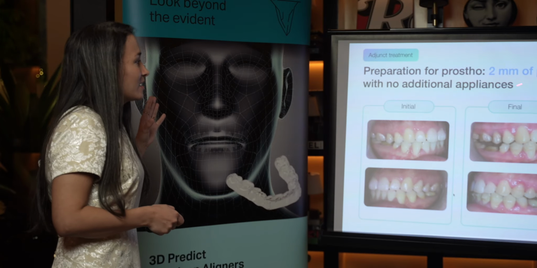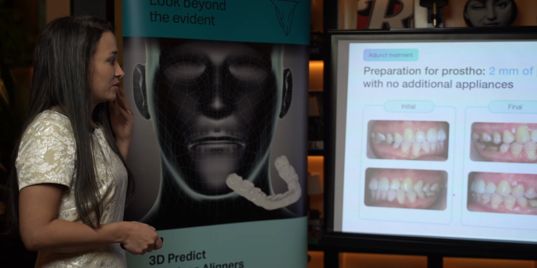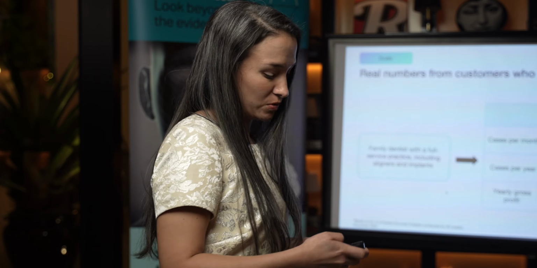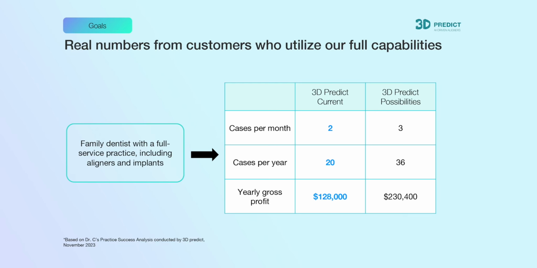But with 3D Predict, in 5 months, you can get 2 millimeters of posterior intrusion and place your crowns. Do the patient a favor. Why are we going to start taking more precious bone around this tooth if it's not needed? You're doing the patient a service, and you need to let the patient see that. And 5 months is nothing. It really isn't compared to anything else. Same numbers from the same provider that I just talked about.